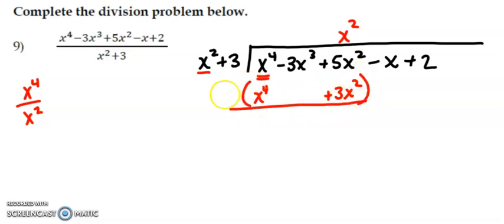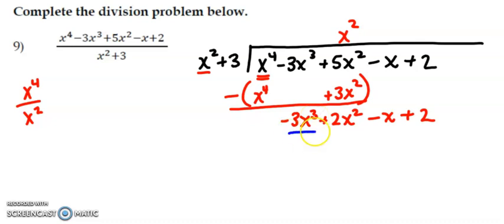Now I subtract. X to the 4th minus x to the 4th is 0. Negative 3 minus 0 is negative 3x cubed. 5 minus 3 is 2x squared. Bring it on down and bring it on back. Next one then, I start the whole thing over again, a new round of division. I'm going to have negative 3x to the 3rd, and I'm going to divide that by x squared.